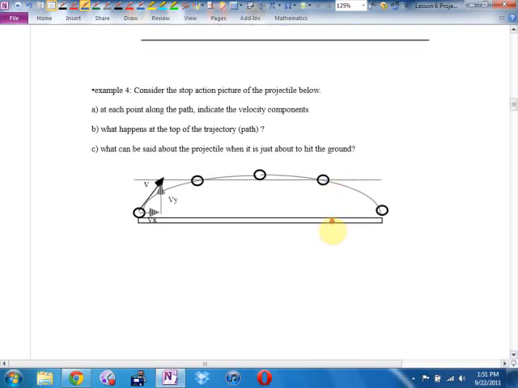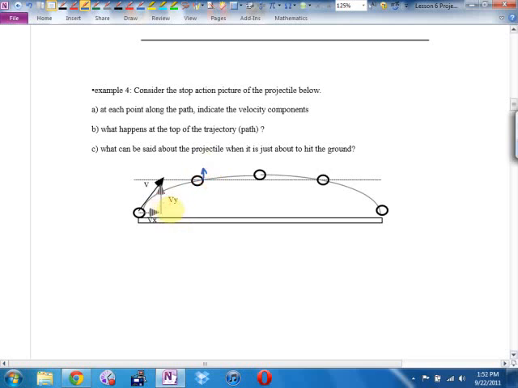Example 4. Consider this stop-action picture. It says, at each point along the path, indicate the velocity components. Let's do vertical velocities first. So we're going to launch something up at an angle. Right when I pull the trigger, that projectile, that Nerf dart, is moving horizontally and vertically, and the vertical component is at its biggest. You know how I know? Because on the way up, what happens to the projectile's vertical speed? It slows down. So, Cody, if I was going to draw the vertical component right here, it would be a shorter arrow than this one.